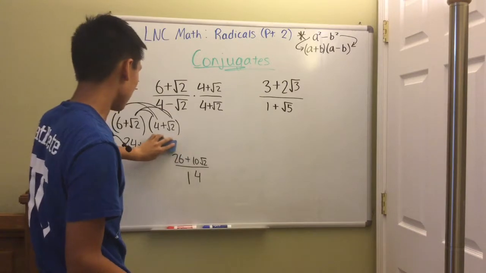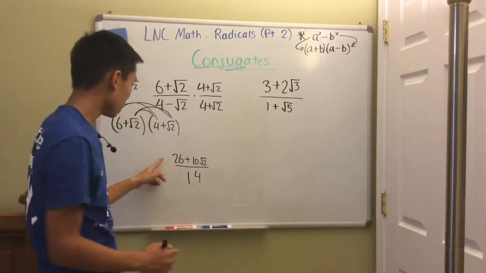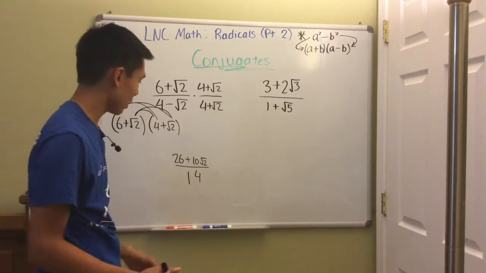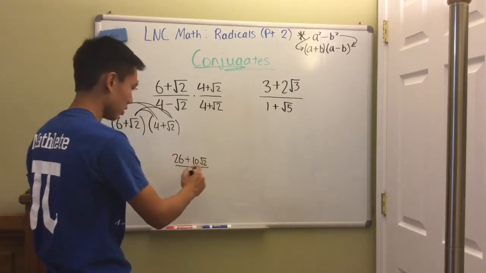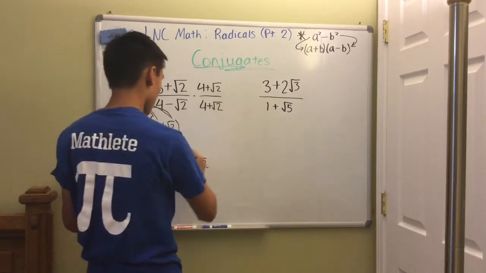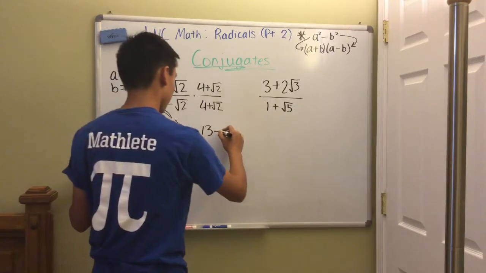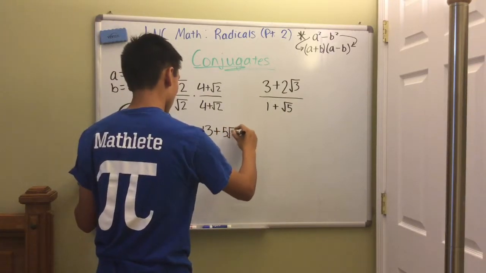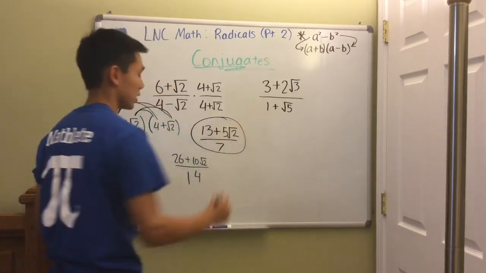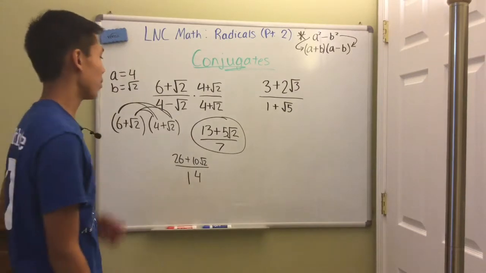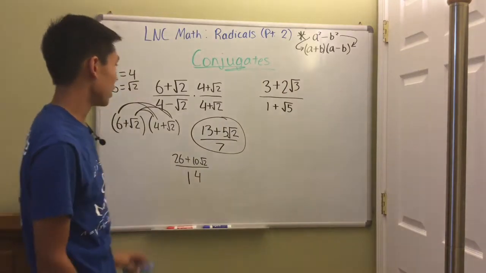Now I'm going to erase this to give us a little bit more space. If you look at all the terms inside the fraction, we can see that they're all divisible by 2. So if we divide the numerator by 2 and the denominator by 2, we simplify it further. 26 divided by 2 is 13. 10 root 2 over 2 is 5 root 2. And 14 over 2 is 7. So that would be your final answer. I know that may be tough, but if you learn it, it'll be really worthwhile. So let's move on to the next problem.